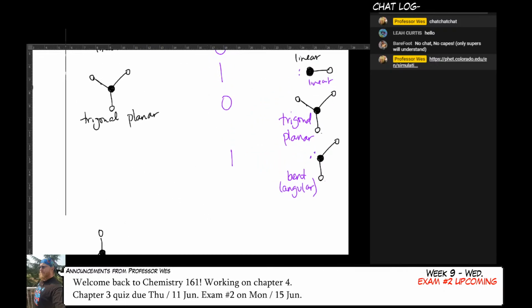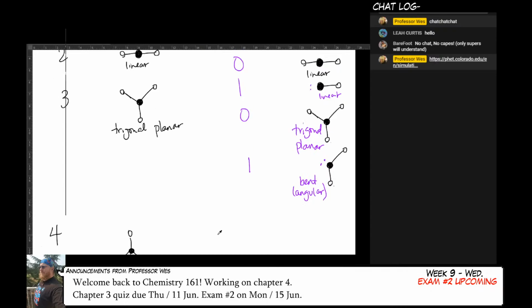All right, so that's what we have for 3 here. So for 3, we only have 2 options. There's either no electron groups and the shape remains the original trigonal planar, or we have 1 electron group and then the shape becomes bent.